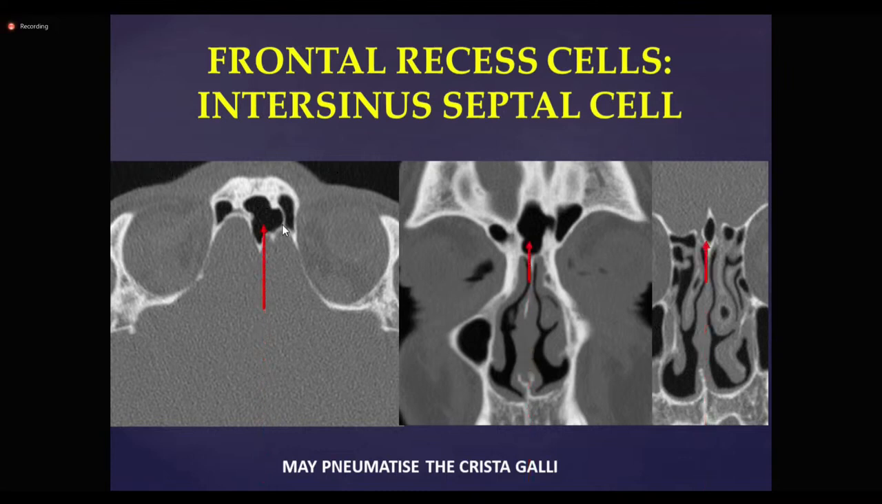Then the intersinus septal cell. I am going to keep one of the cases for the intersinus septal cell as well, where it pneumatizes the intersinus septum and pushes the drainage pathway laterally. This opens into either of the frontal sinuses. On dynamic CT scan, we should be able to see which frontal sinus it is draining into, so that we can widen the access of the drainage into the frontal sinus. That is the treatment for this cell.